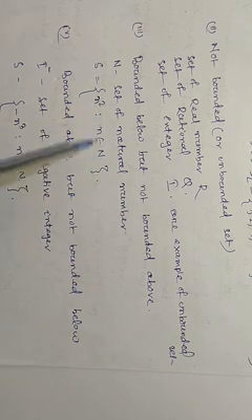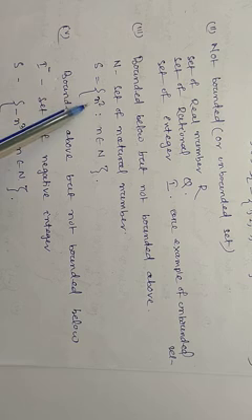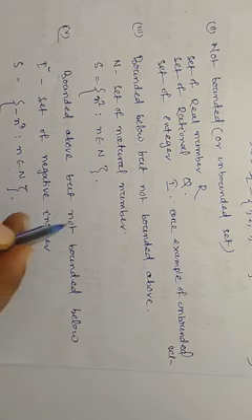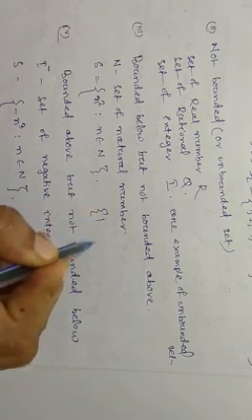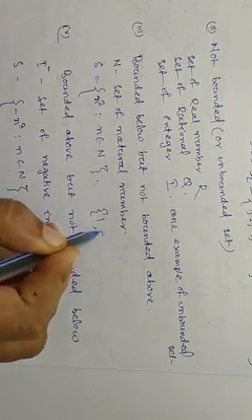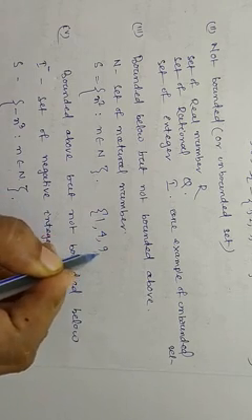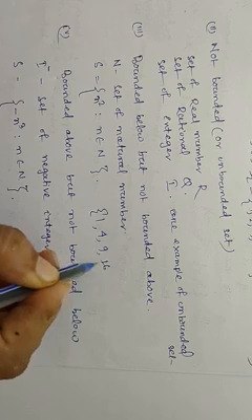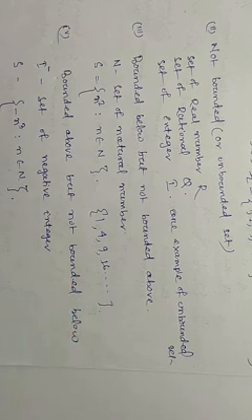We can also construct another set S such that n squared, where n belongs to N, n is a natural number. So what will be the elements of this set? 1 squared, 2 squared, 3 squared, 4 squared, and so on.